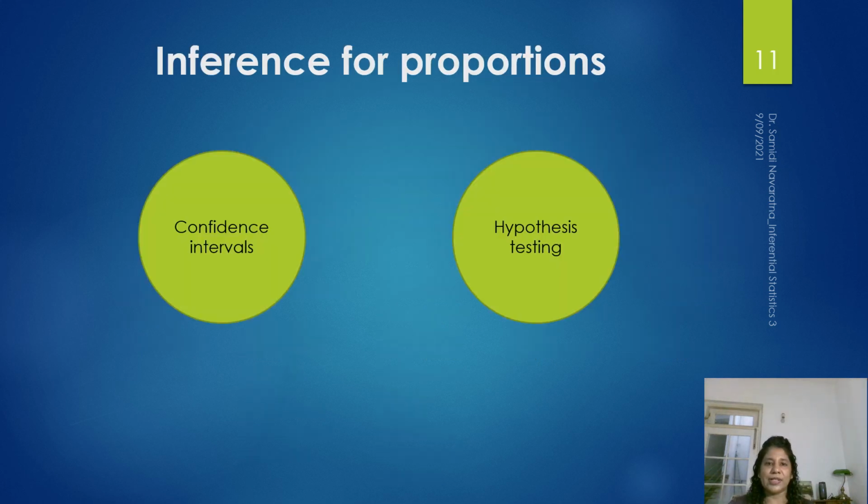In this lecture, we will learn two inference procedures to draw conclusions about a population proportion. First one is, we'll be using a confidence interval when our goal is to estimate the difference. And secondly, we will learn about hypothesis tests that can be used to test proportions when we want to test a claim about a difference.